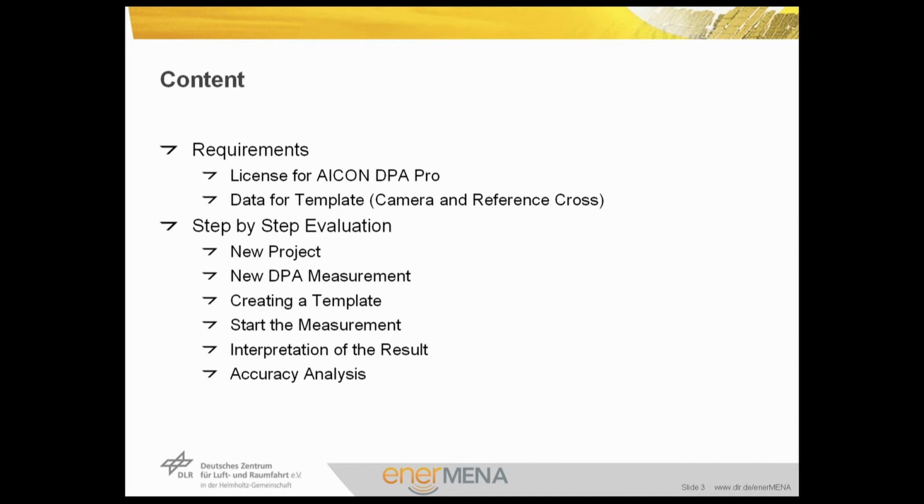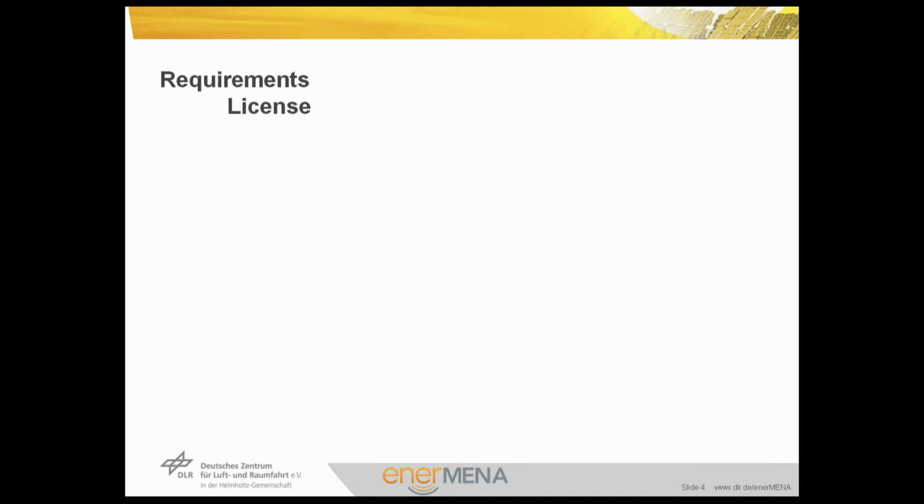The main steps are how to open a new project, how to start a new measurement, the creation of the template which fits the hardware we have used during the image acquisition, then how to start the measurement itself and the evaluation. Finally, we will learn how to interpret the results and also how to check the accuracy of the obtained 3D coordinates. The main requirement is that we have a license for our software.